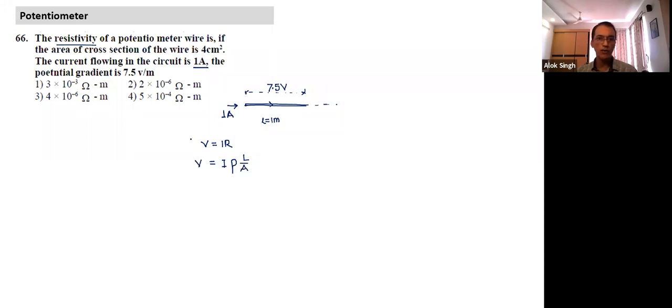If we substitute all the values, V is equal to 7.5. Current is given as 1 ampere. Rho is what we need to find. L is equal to 1 meter. And what is the area? Area is 4 centimeter square. So 4 centimeter square is 10 to the power minus 4 meters square. So do we get the value of rho here? Yes, we can easily calculate the value of rho.